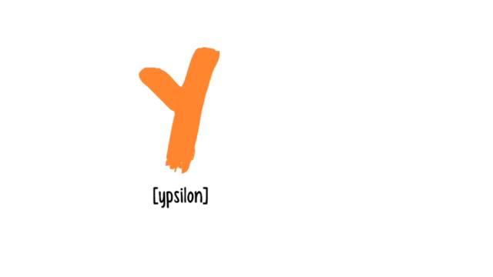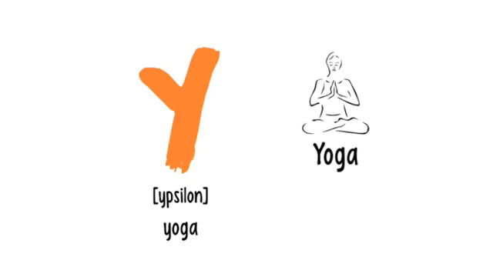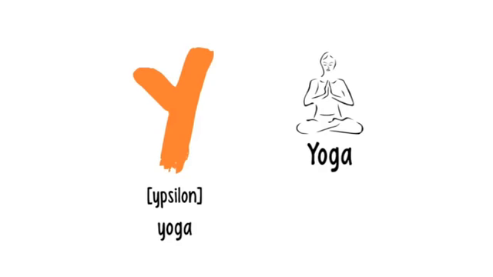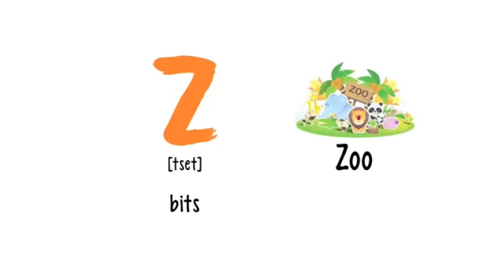The next letter is Y, which sounds like yoga. In the German language, we don't have that many words starting with the letter Y, but we also have the same word, yoga. And the last letter is Z, which is pronounced like the TS in the word bits. Here we have the example of the word Zoo, which means zoo.